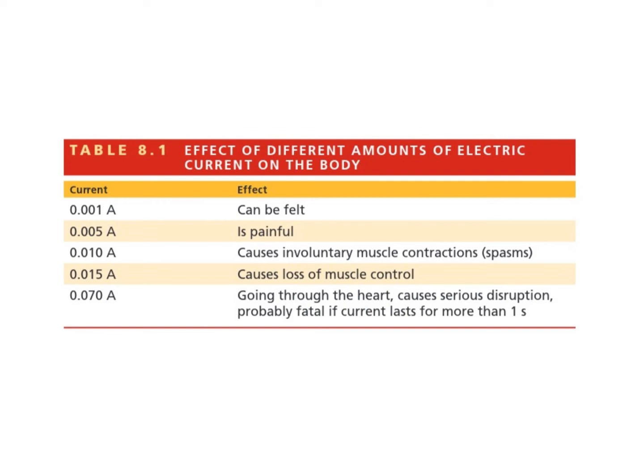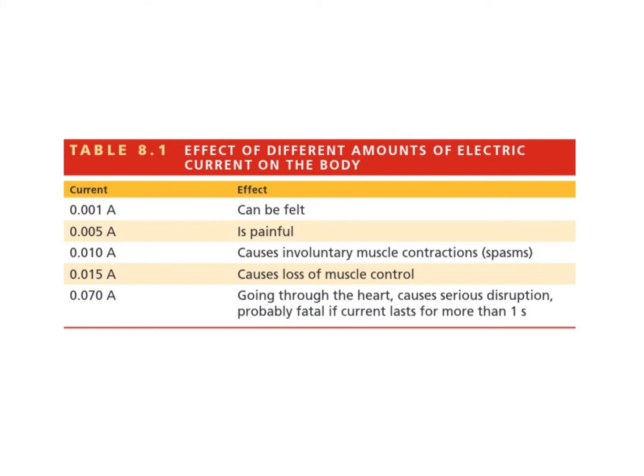Well, you probably know that your muscles are powered by electricity. That is, there are electrical signals that go from your brain to your muscles that signal them to contract. And so if you have other current going through your body, the muscles will contract in the same way as if the electrical signals were coming from your brain.